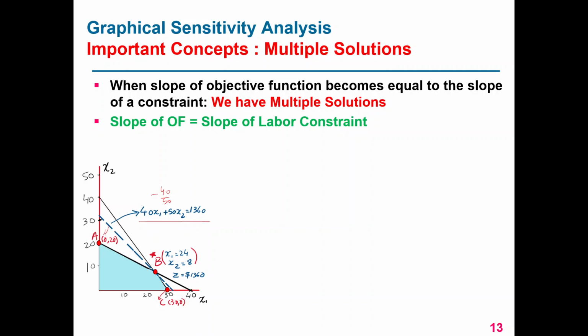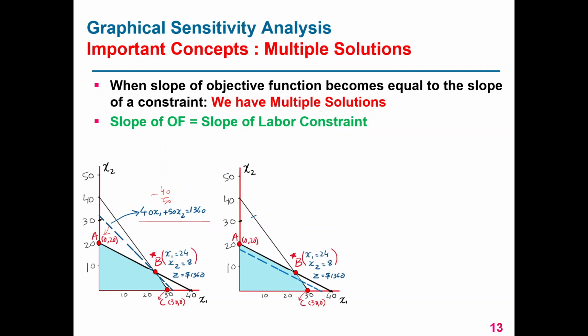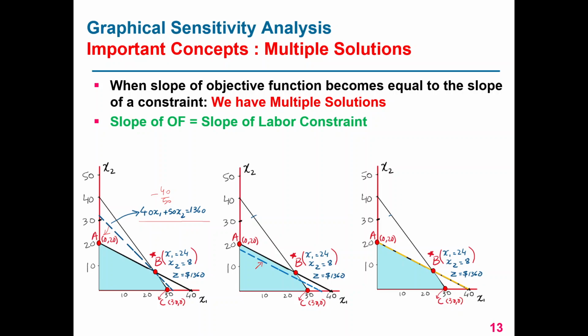I try to rotate it towards the labor constraint. So when I rotate it, first it becomes parallel to the labor constraint, and then if I push it away from the origin, since it's a maximization problem, and I push it away so that it can reach the boundary of the feasible region, this objective function becomes overlapping and it overlaps the labor constraint.